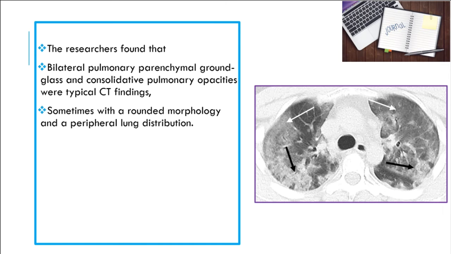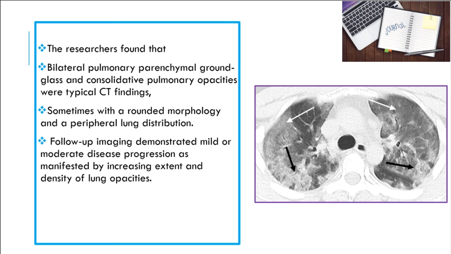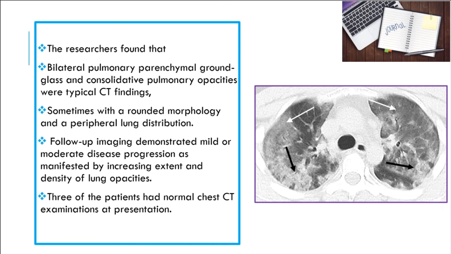Sometimes with a rounded morphology and a peripheral lung distribution. Follow-up imaging demonstrated mild or moderate disease progression as manifested by increasing extent and density of lung opacities. Three of the patients had normal chest CT examinations at presentation.